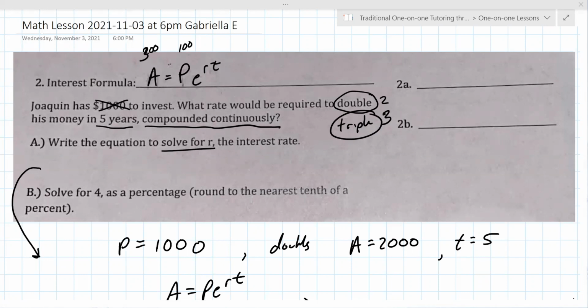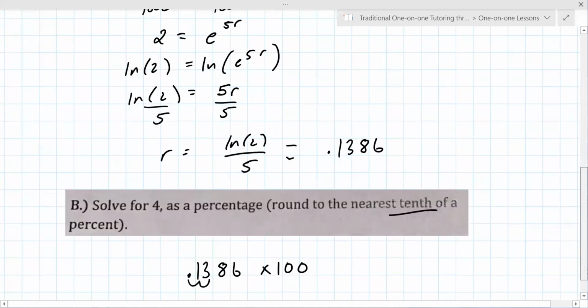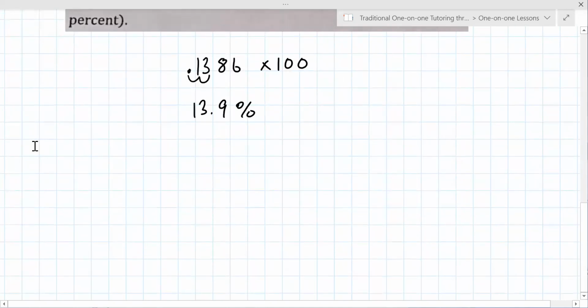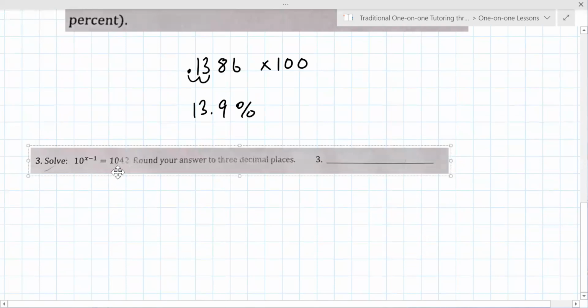Okay, moving along to question 3. Solve this thing for x. Clearly you're allowed to use a calculator, at least on this page. All right, to undo 10.